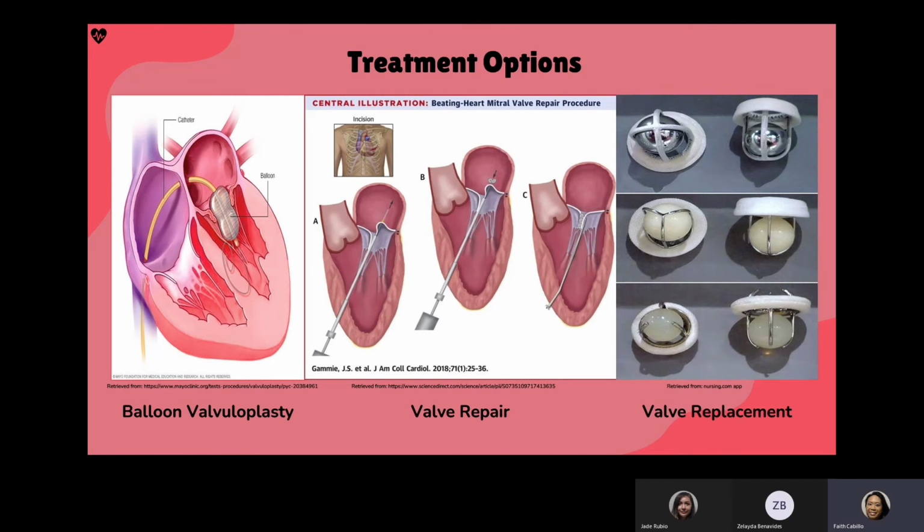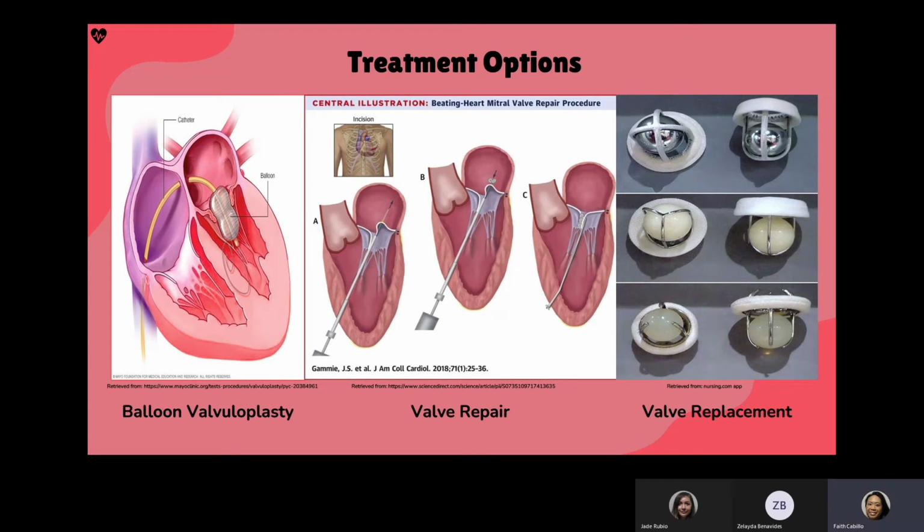Here are some pictures showing the different kinds of valve treatment options. Balloon valvuloplasty is performed when a valve is rigid or will not open all the way. A balloon is inserted through the valve by a catheter and is inflated to help it increase the opening, allowing for better blood flow forward.